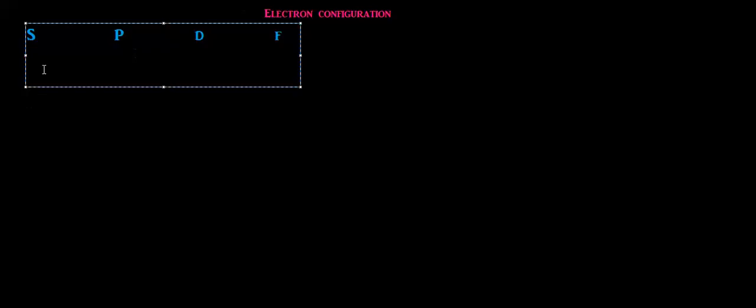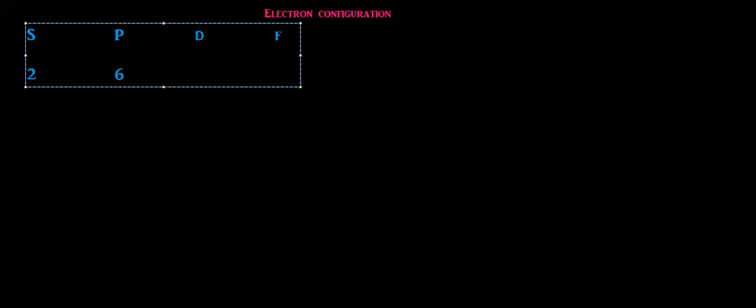So the S only has one orbital, and each orbital holds two electrons. So therefore the S sublevel can only hold two electrons. The P has three orbitals, and each orbital holds 2. So since the P has 3, then 3 times 2 equals 6. So it can hold 6 electrons.